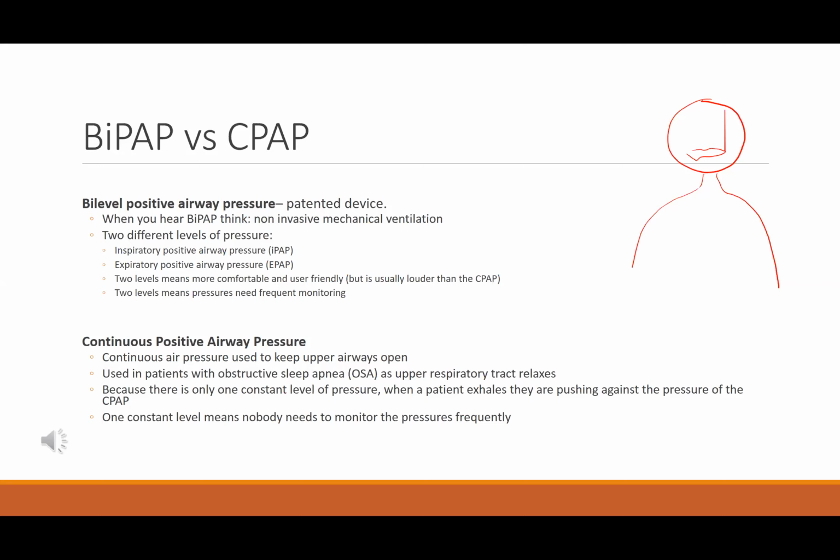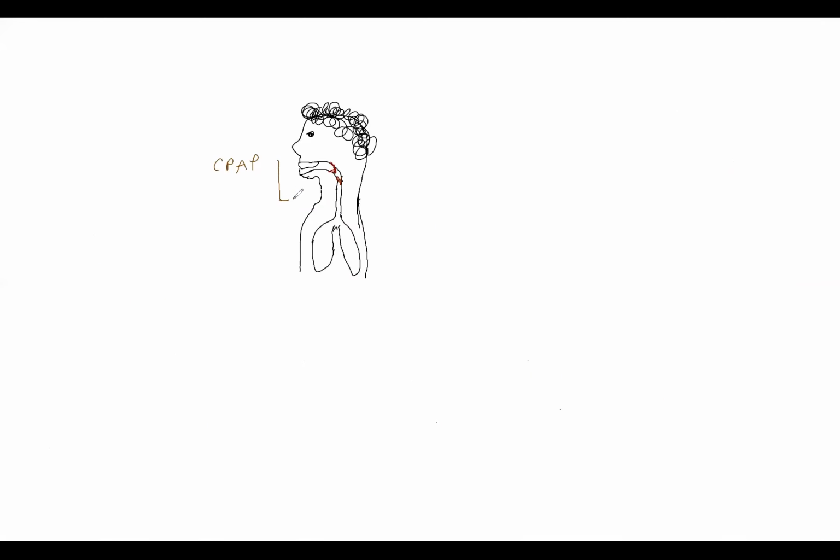So why would I want that? Two different levels means it's a little bit more comfortable, but it's also a little bit more complicated. Why is it more helpful? CPAP is really focusing once again on these upper airways up here. When we talk about BiPAP, or how I like to refer to it, non-invasive mechanical ventilation.